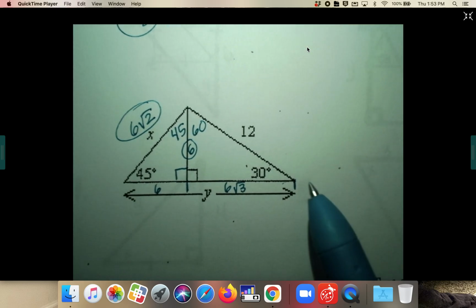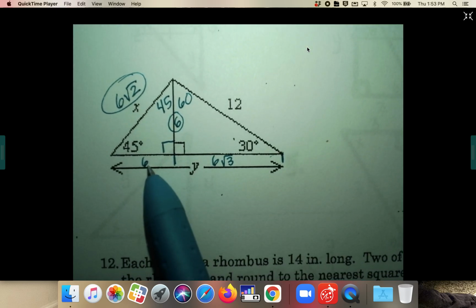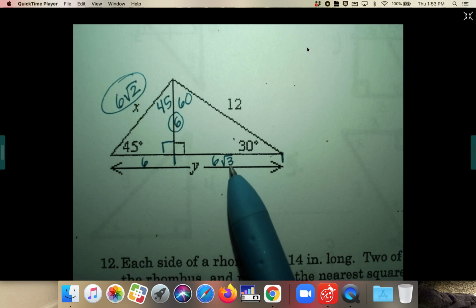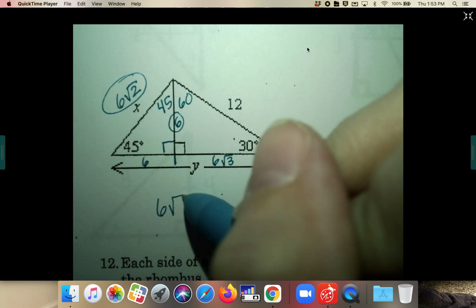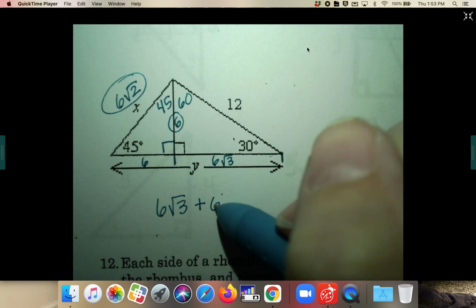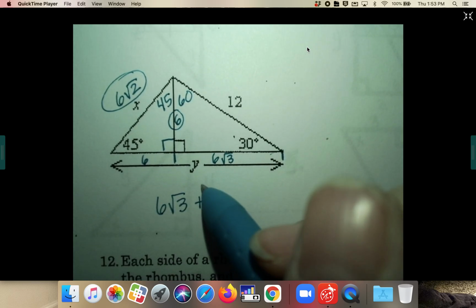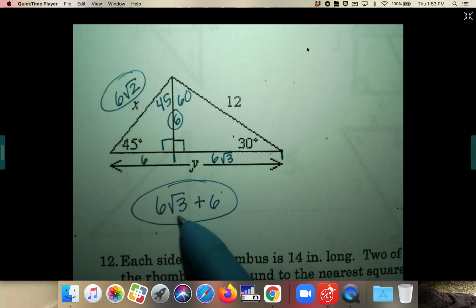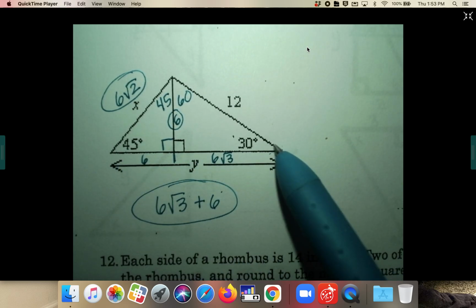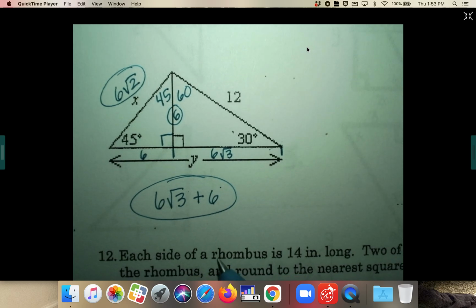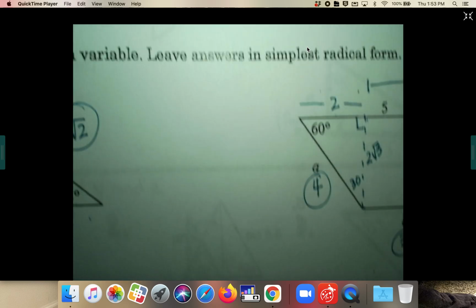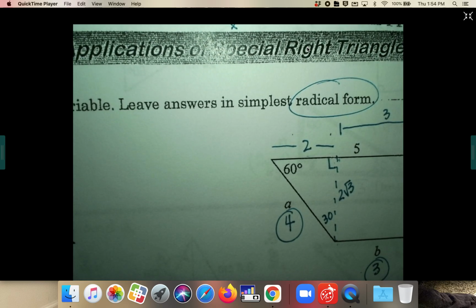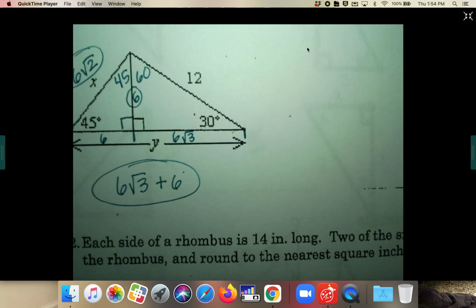All right, now to find y, we're just adding these together. You can't add a 6 with a 6 times the square root of 3 because those are not like terms, but we can just go ahead and write them out next to each other. So 6 root 3 plus 6, I don't know why I flip-flopped the order, it doesn't matter. But that's what y would be. 6 root 3 plus 6 for a grand total of whatever that is. Actually, if you want to, you could go ahead and solve that out and put it in a decimal, but I think it actually says leave all answers in simplest radical form. So we're just going to leave it like that.